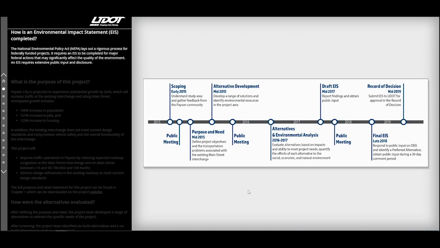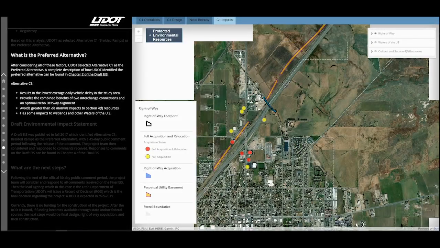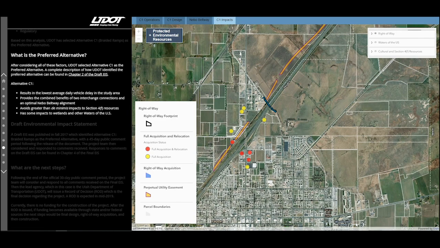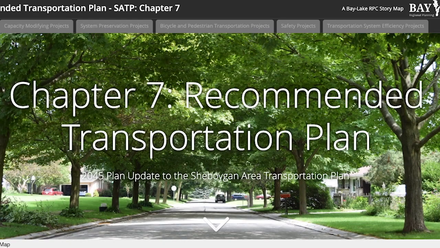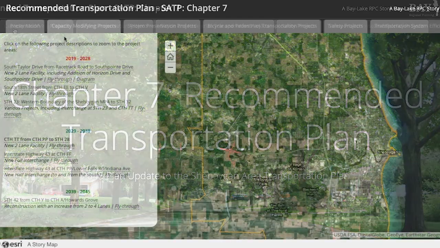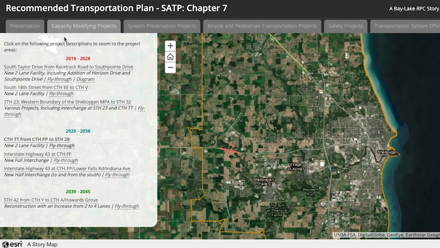A story map is a digital presentation tool that pairs multimedia such as pictures, videos, animations, and descriptions with the functionality of a geographic information system, or GIS map. It's a way to break down technical information in a clean, organized way that is interesting and informative for the public and decision makers.